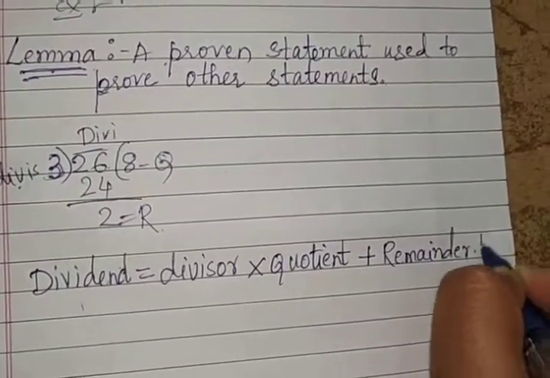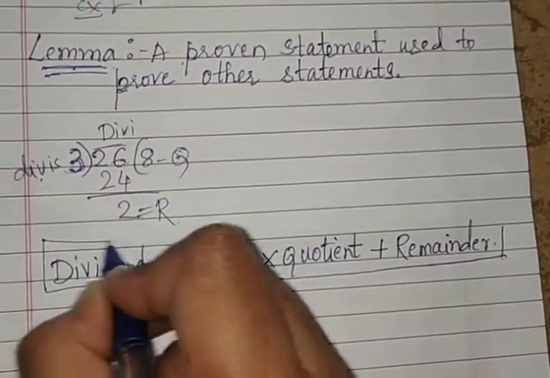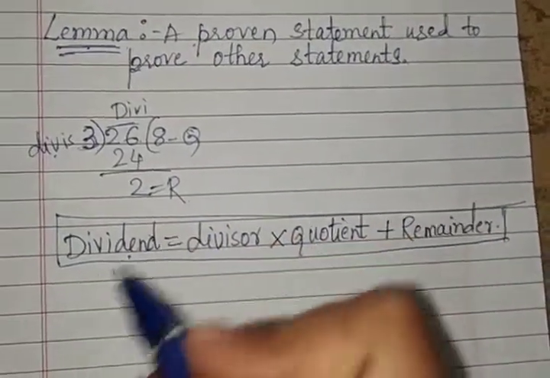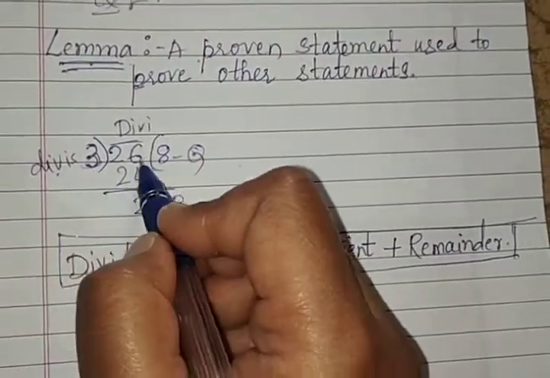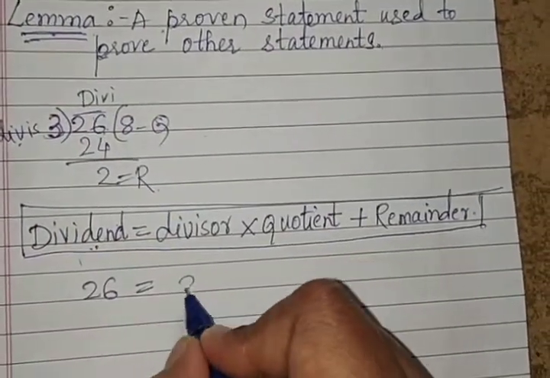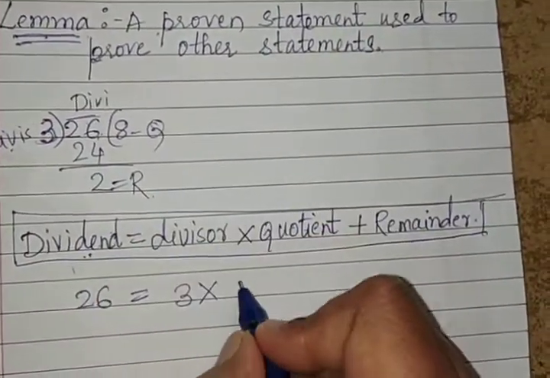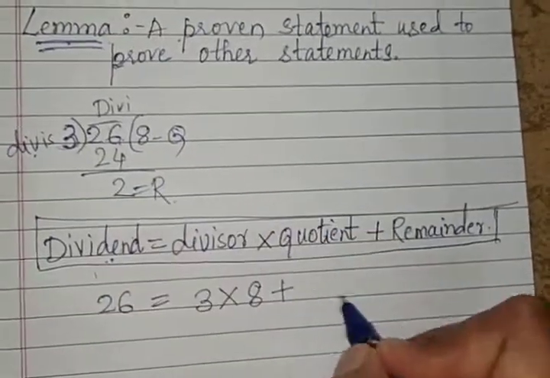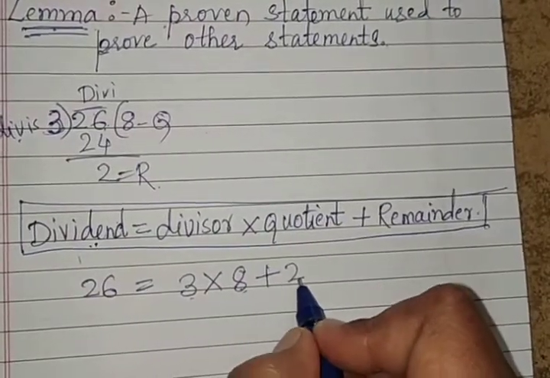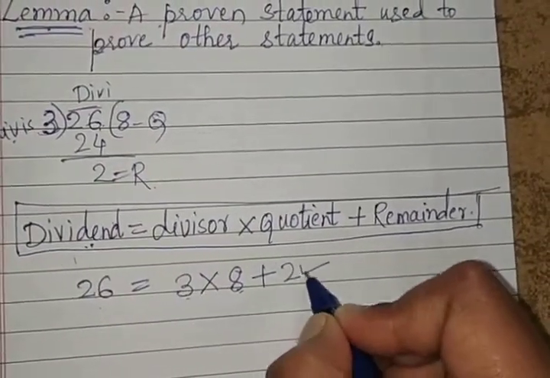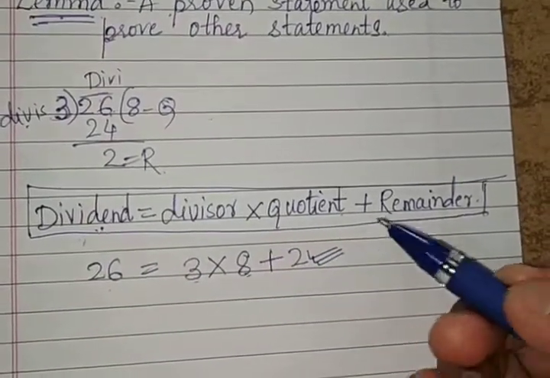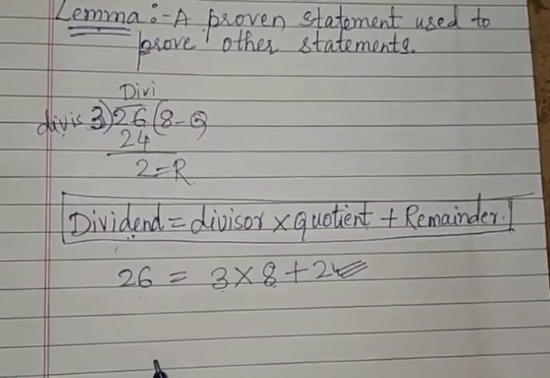This is the statement which is already proved and we are going to use it in this chapter, so we are calling it Euclid's lemma. The dividend here is 26, divisor is 3, into quotient 8, plus remainder 2. When we multiply 3 by 8, 3 into 8 is 24, plus 2 is 26. So this is the proof for this statement to be true. This is a proven statement which we are going to use to prove other statements.